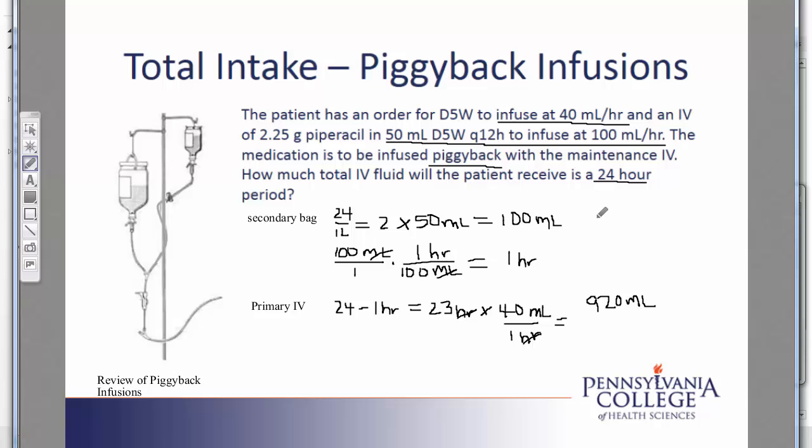In order to get the total, I want to add together what is received from the medication and what is received from the primary IV. Together they total 1,020 milliliters, and that is the total intake from the 2 IVs for a 24-hour period.